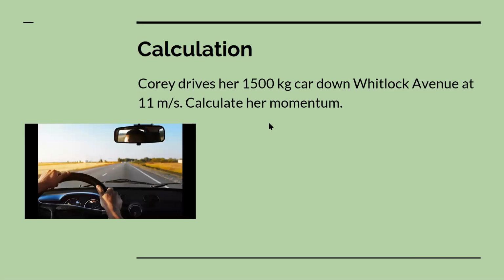All right, here's a calculation. Corey drives her car, which weighs 1,500 kilograms, down Whitlock Avenue at 11 meters per second. And it says calculate her momentum, okay?